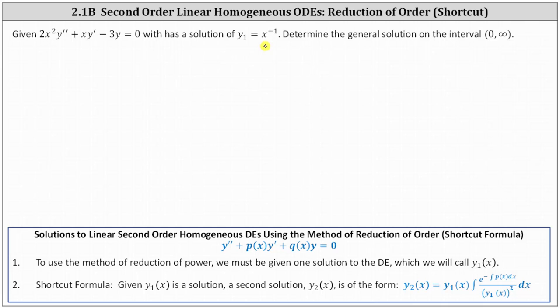the shortcut formula shown below, where if we have a second-order linear homogeneous differential equation in the form of y double prime plus p of x times y prime plus q of x times y equals 0, given y1 of x is a solution, a second solution, y2 of x, is of the form y2 of x equals y1 times the integral of e raised to the power of the opposite of the integral of p of x dx divided by the square of y1.